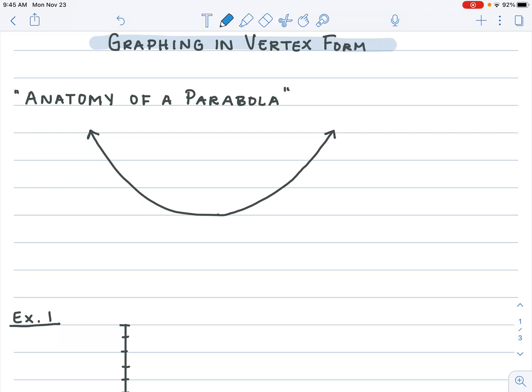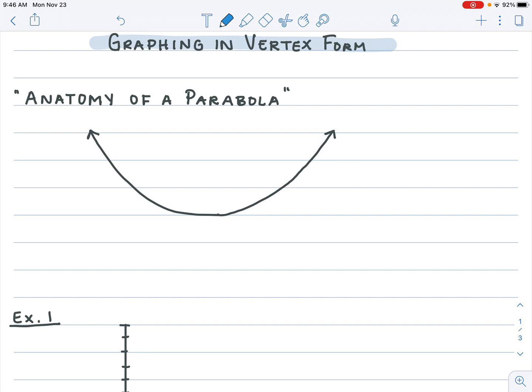Alright, today we're going to be learning how to graph a quadratic or a parabola when it's in vertex form. Personally, I think the vertex form is a lot easier to graph once you get the hang of how to identify things. So the first thing we're going to do is the anatomy of a parabola.